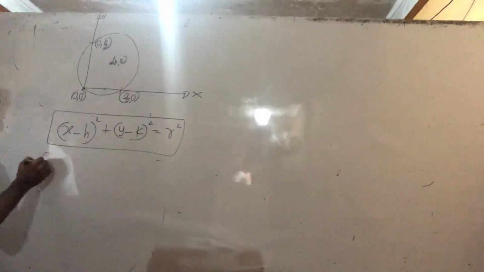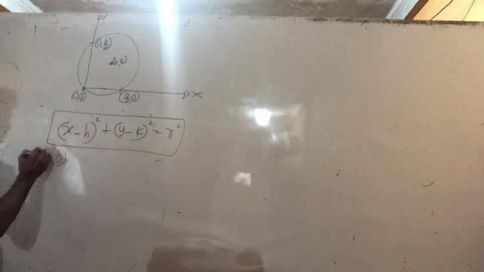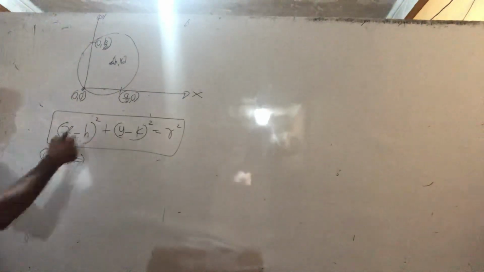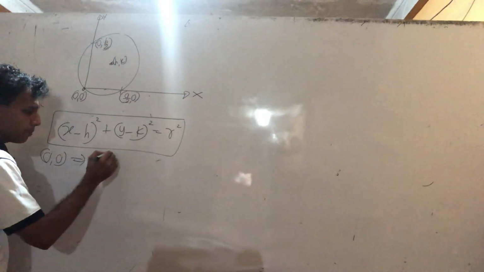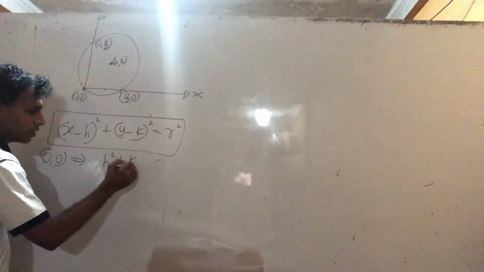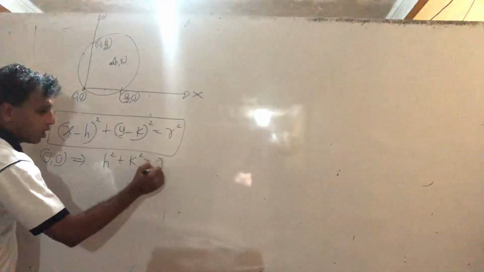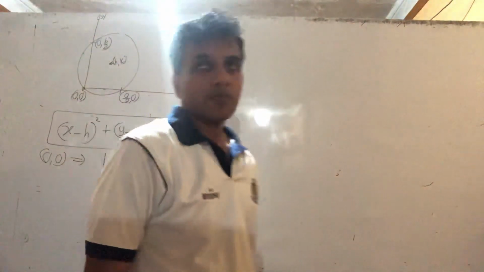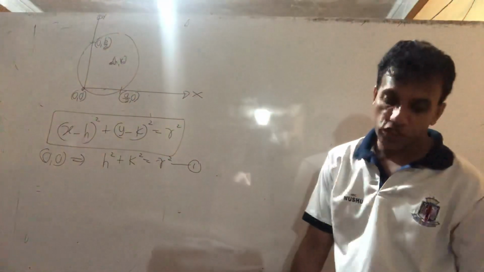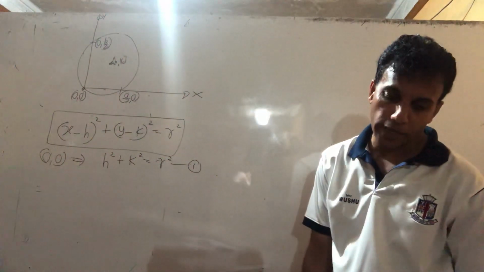So can I mark that first? This equation passes through (0, 0). Substitute x = 0, y = 0. So h square plus k square equal to r square, my first equation. The circle passes through the origin: h square plus k square.